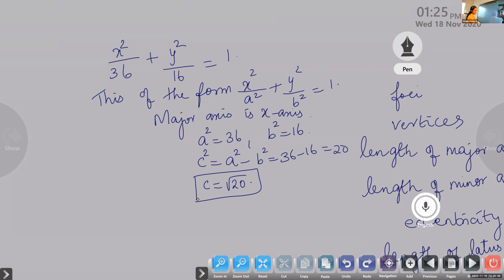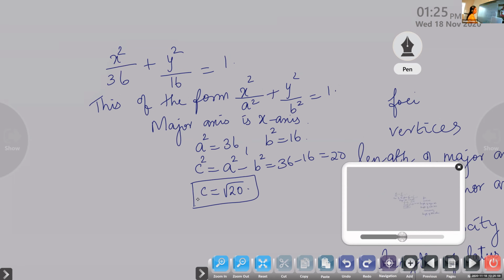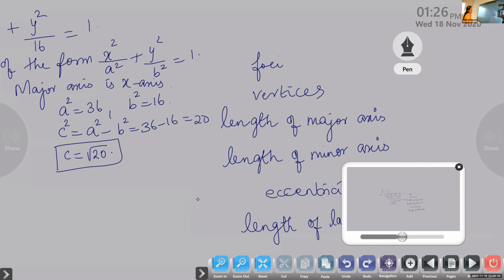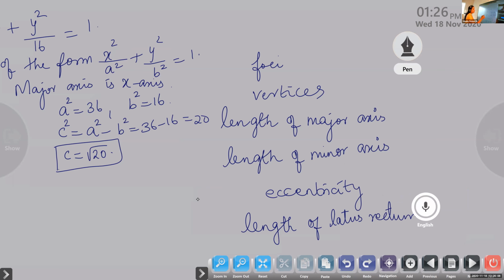So what is the first thing asked? Look at the first one, foci. In foci, what is the foci here in the first case? Focus is given by plus or minus c comma 0. Is it correct? So the focus is plus or minus root 20 comma 0. Is it okay, children? Is it okay, Nandana? Yes, ma'am.